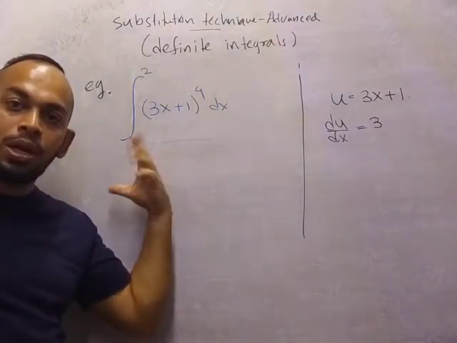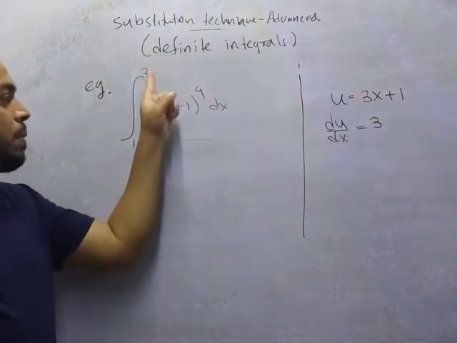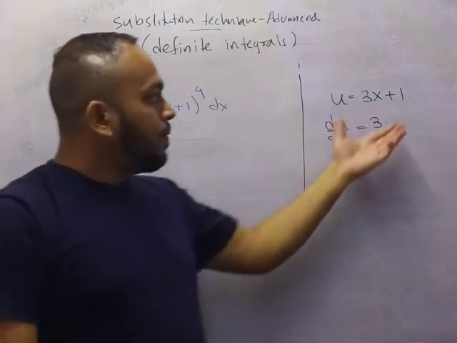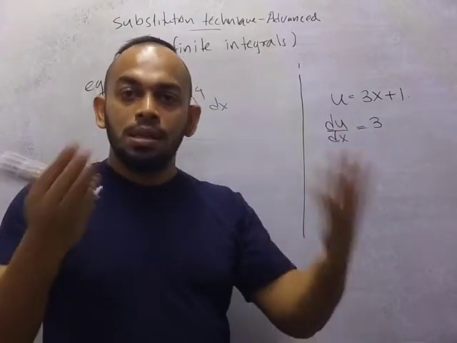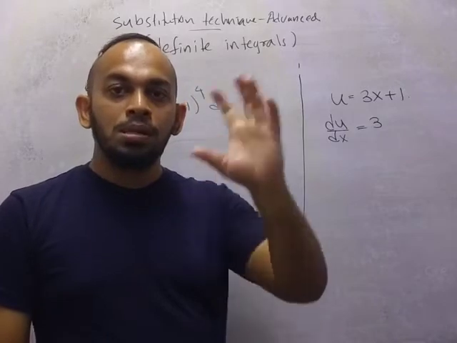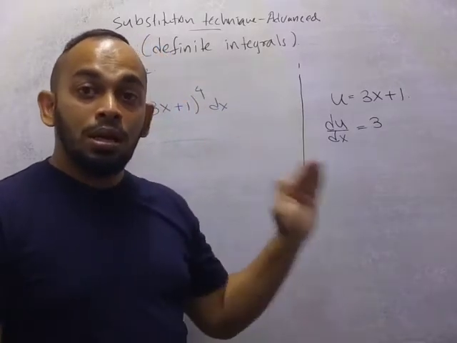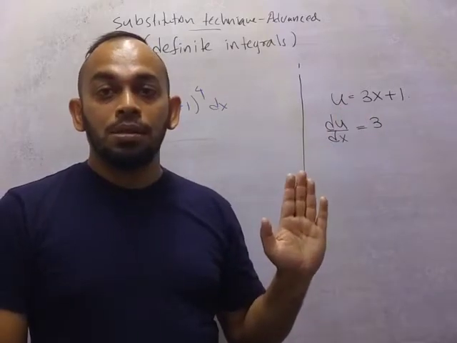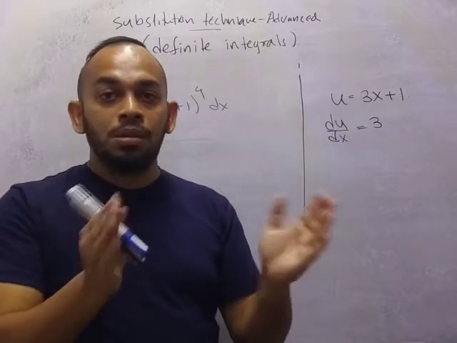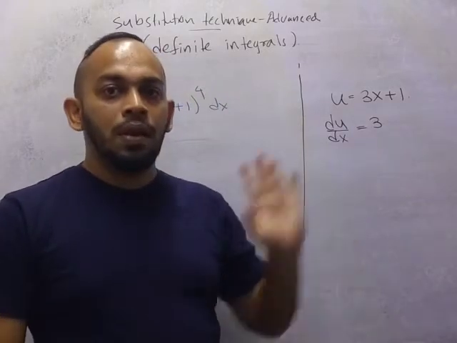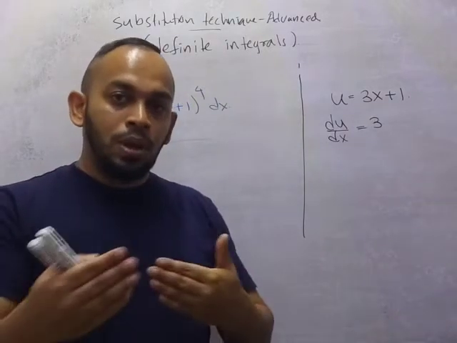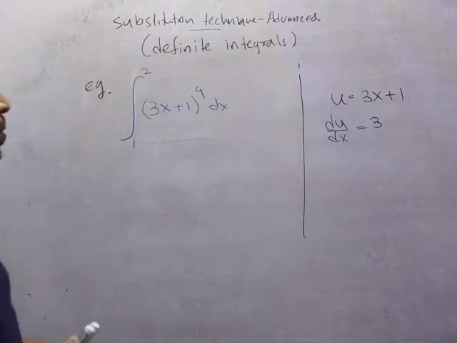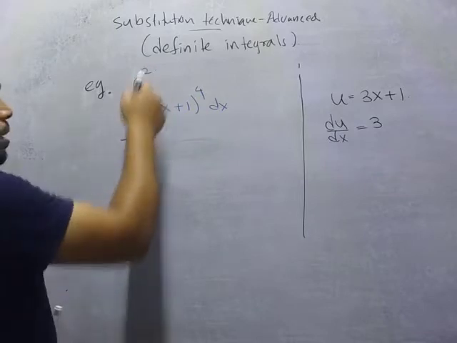Now what will happen? What do you think? You have a lower limit and an upper limit. Lower limit is 1, upper limit is 2. When you change variables, these limits also change under the substitution technique, not in other types of integrals. For example, in integration by parts, limits will not change. You can carry the limits until the last step. But if you have to use a substitution in the middle, then limits will change. So how do you get the new limits?